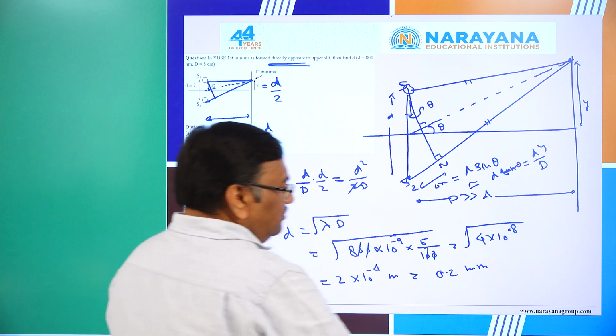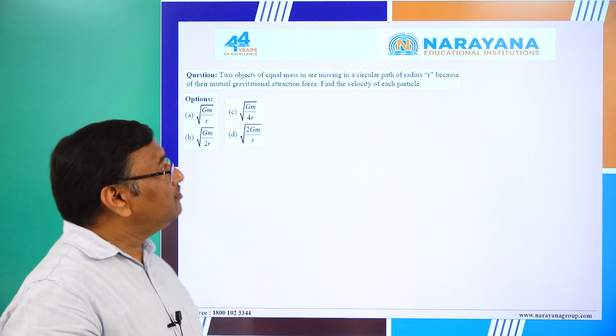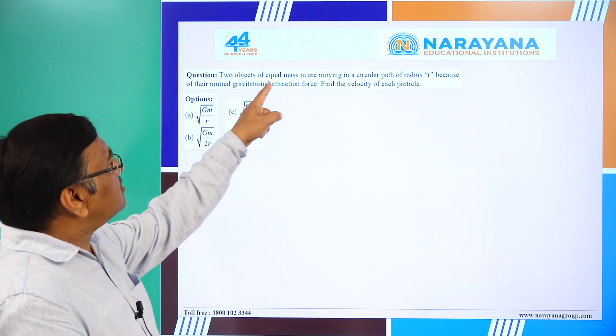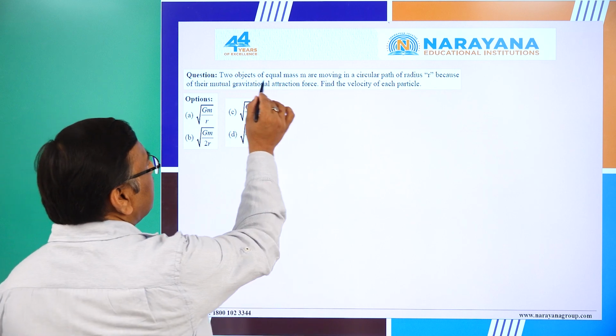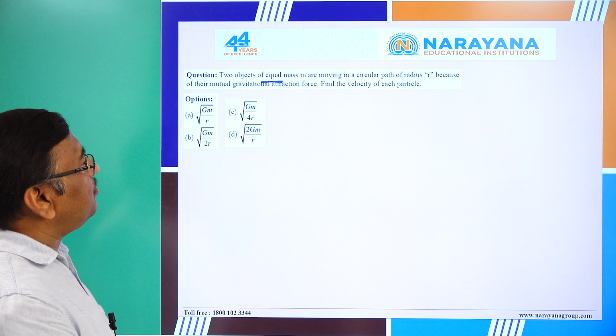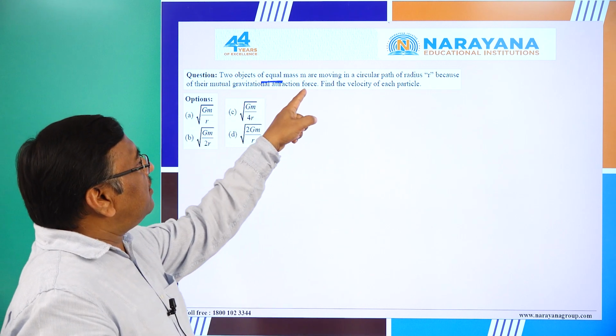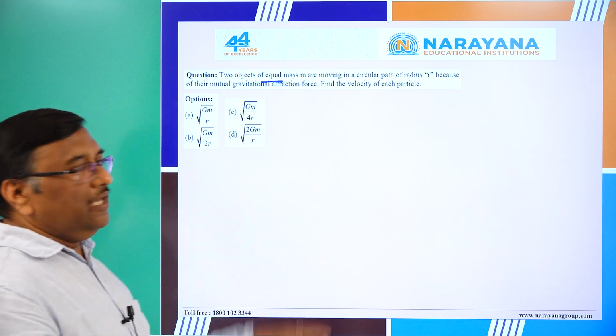Let us see the next one then. Now this is a question on your gravitation. What we are saying: two objects of equal mass. One thing, be careful, two objects of equal mass m are moving in a circular path of radius r because of their mutual gravitational attraction force. Find the velocity of each particle.